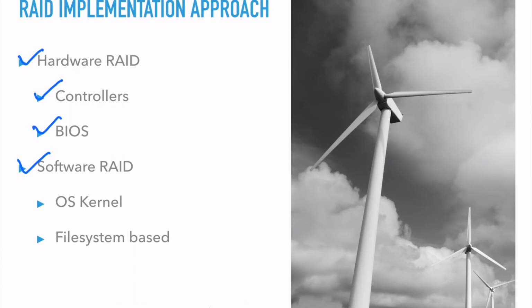Software RAID is at kernel level. You can have it at the operating system kernel level. You can configure it over there, or you can go with the file system based RAID, which is very popular nowadays. You can look at file systems such as ZFS, which are very popular and extremely well performing and fault tolerant.